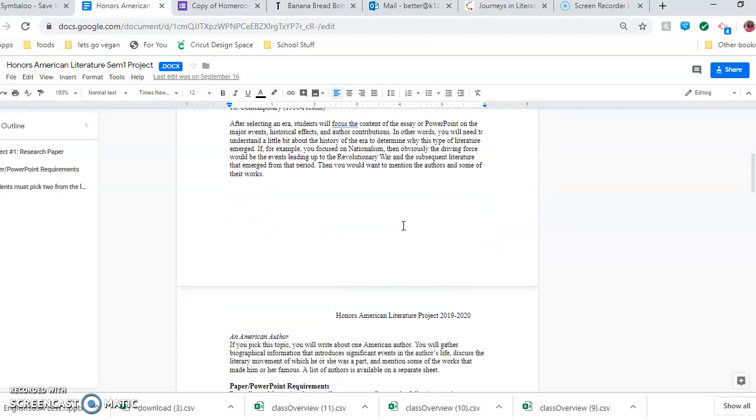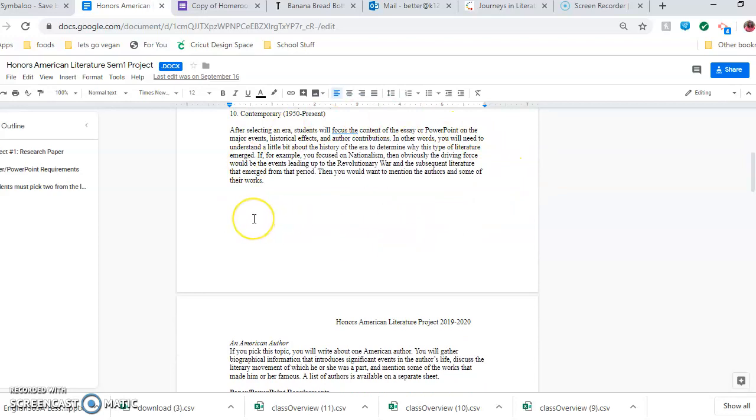Once you've chosen, if you choose an era, you're going to talk about the major events that happened during that time, how it affected history, major authors that contributed during that era, things like that. You're going to understand a little bit about the history of the era to figure out why that type of literature showed up during that time period.